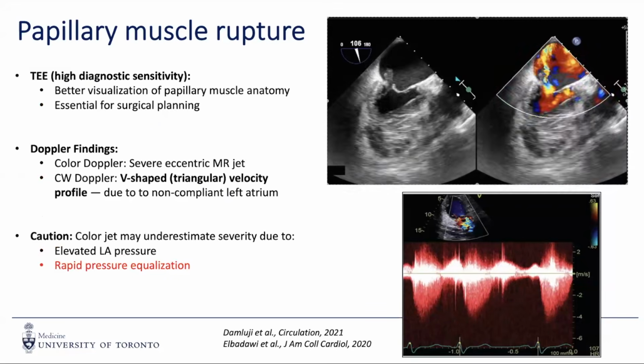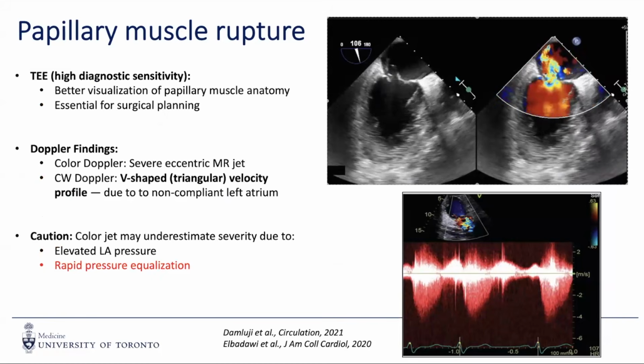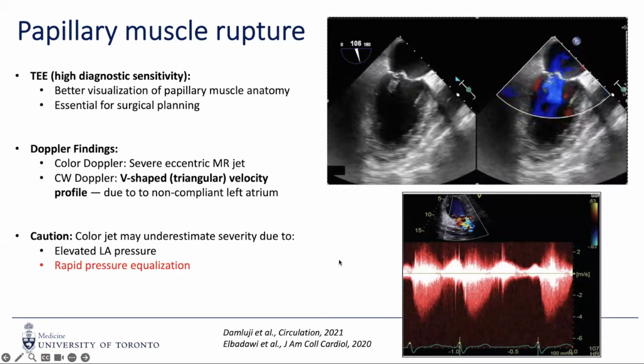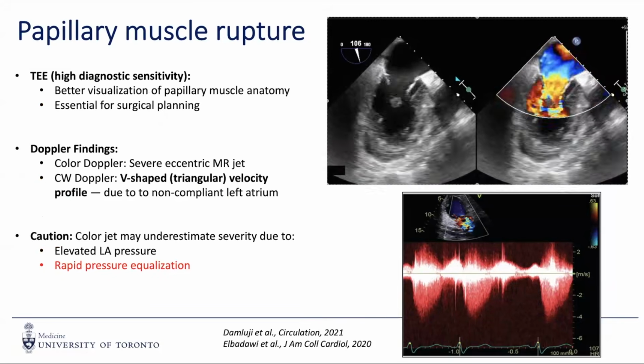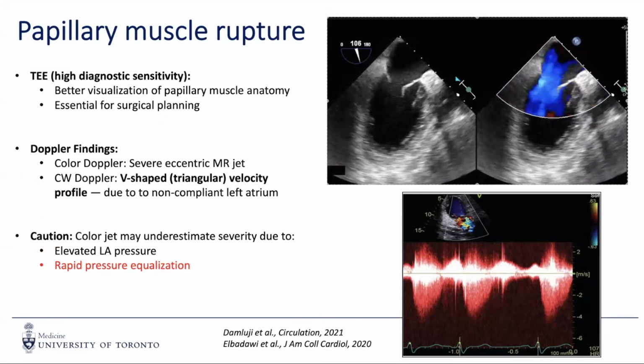With papillary muscle ruptures, TEEs are actually very important because you're able to better understand the anatomy of the mitral valve through the TEE, and which leaflets and which papillary muscles are involved. And it's also important for surgical planning.